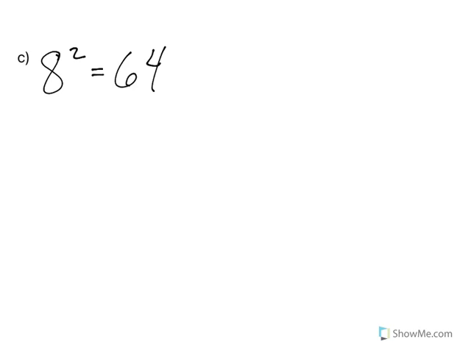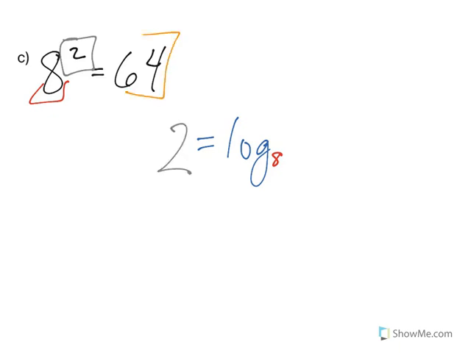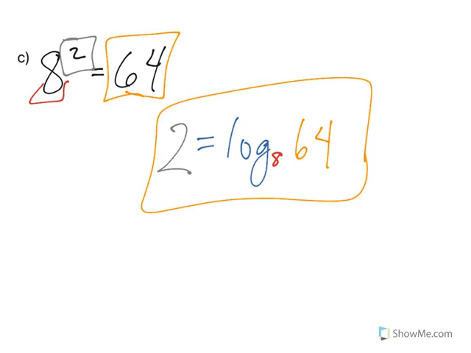Let's do one more. 8 squared equals 64. So I have a log. The base is 8. The exponent is 2, so that's by itself. And the number by itself in the log becomes the argument. And there is my equivalent logarithmic statement.